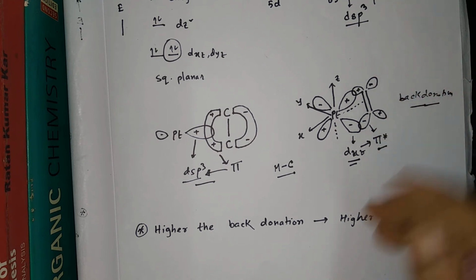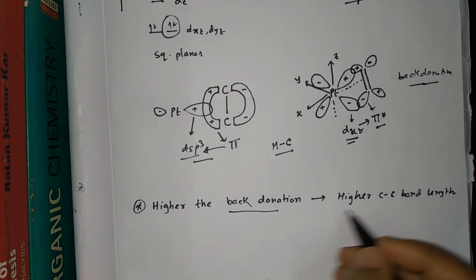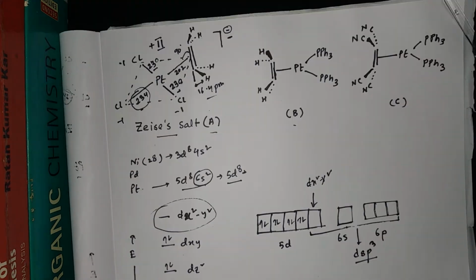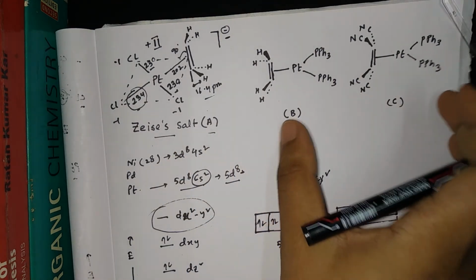So guys, you have to remember this one. Higher the back donation, higher the CC bond length of this alkene. Okay. So now I will come to the answer of our question.